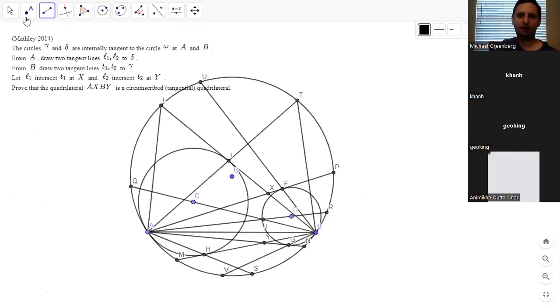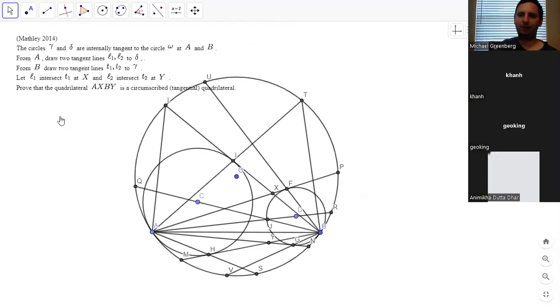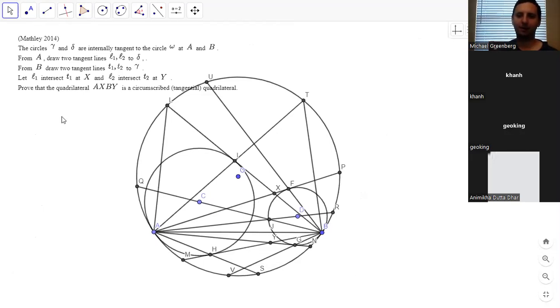Yeah, I think the last time we did Mathley, it was easy. It was a lot easier, but it was a different year. So I think it got a lot harder in those two years.